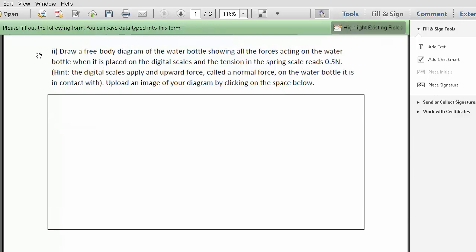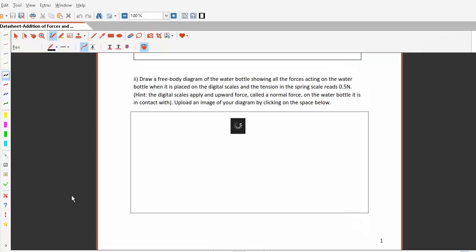In the next question, we have to draw a free body diagram of the water bottle showing all the forces acting on the water bottle when it is placed on the digital scales. To do that, let's review what a free body diagram is. First, let me draw something called a space diagram. A space diagram shows what the situation would look like if we took a photograph.